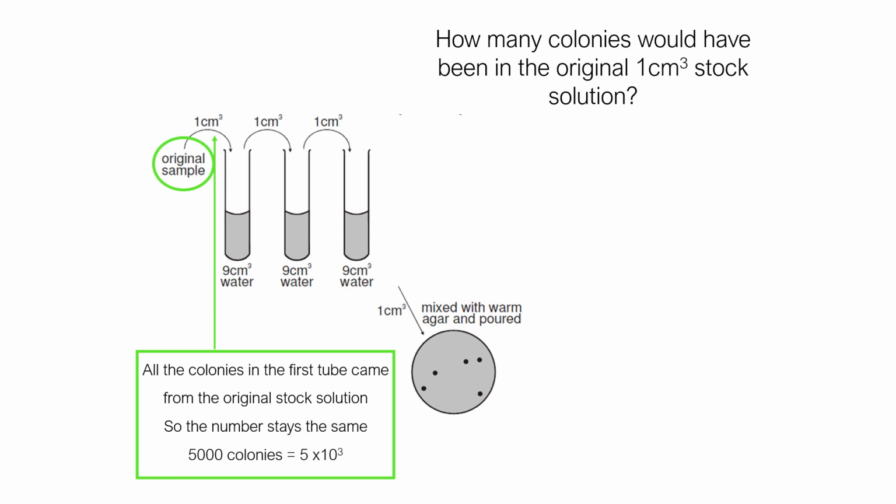Now, this is where it gets a little bit annoying. Our original sample is what introduced all the colonies into our first test tube. The number of colonies introduced into our test tube was 5,000, because that's the number that we've worked out there were. All of these came from our original sample, which means our original sample must also have had 5,000 colonies.